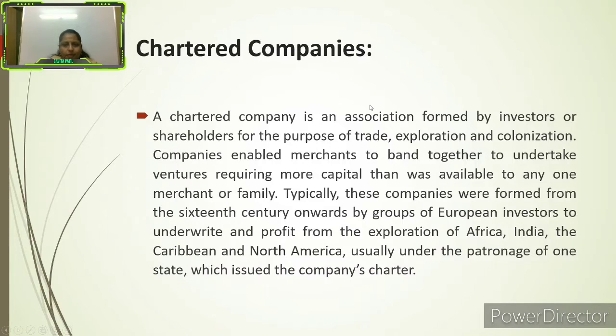Under the chartered companies, an association is formed by the investors. They want to make the investment in the form of capital or shares for the purpose of trade. Why do they make the investment? For the purpose of trade, exploration. Companies enable merchants to band together to undertake ventures requiring more capital than was available to any one merchant or family. Here the chartered company refers to what is formed by investors or shareholders for the purpose of trade. Okay, this is the chartered company.